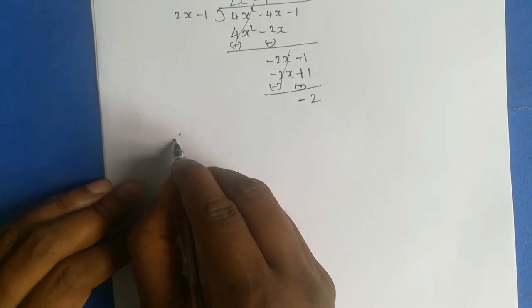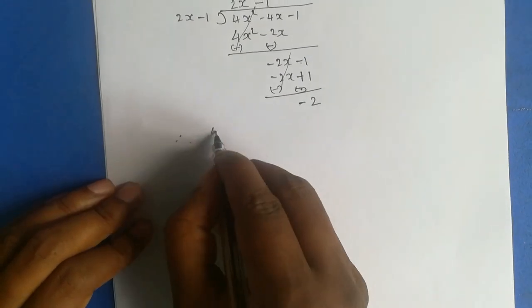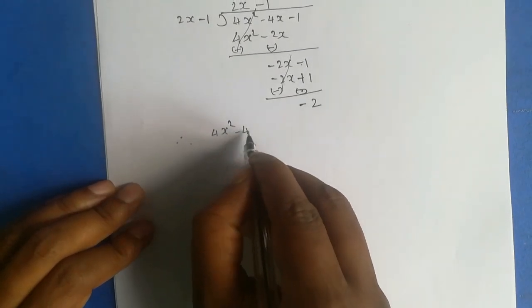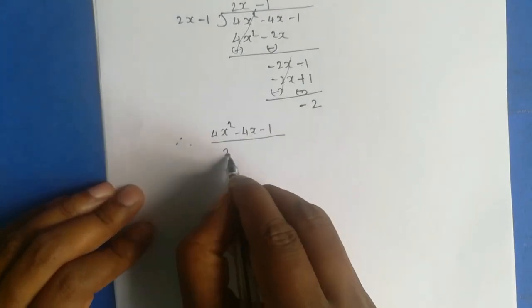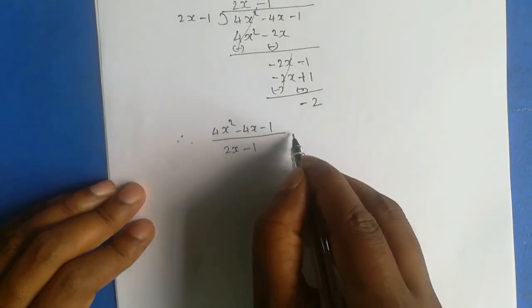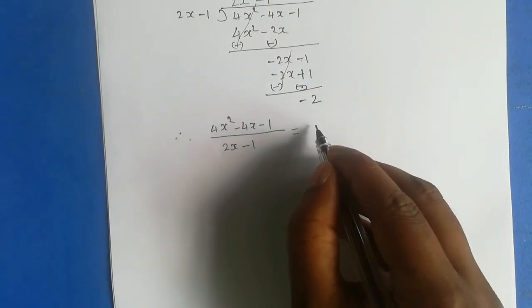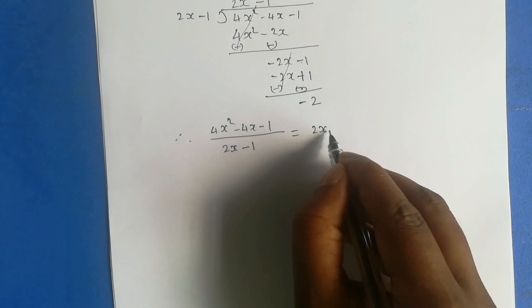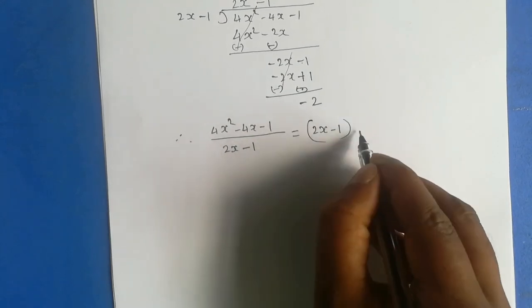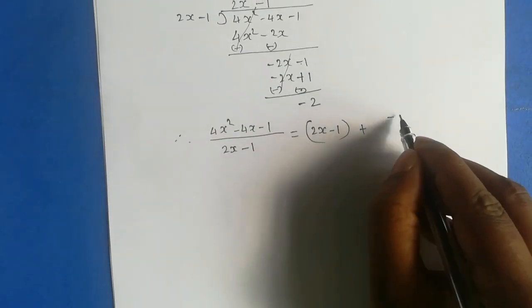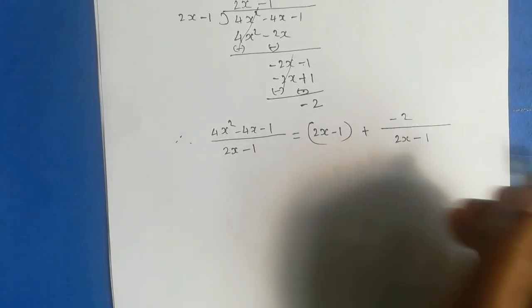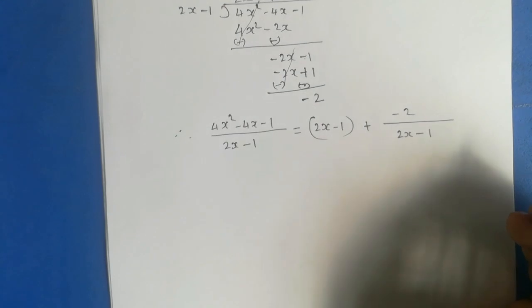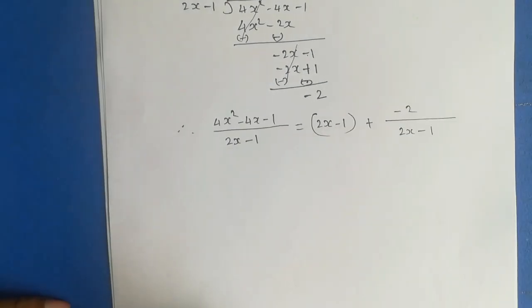Therefore, 4x² − 4x − 1 divided by 2x − 1 equals 2x − 1 plus −2 divided by 2x − 1. Now we'll see the 8th question.